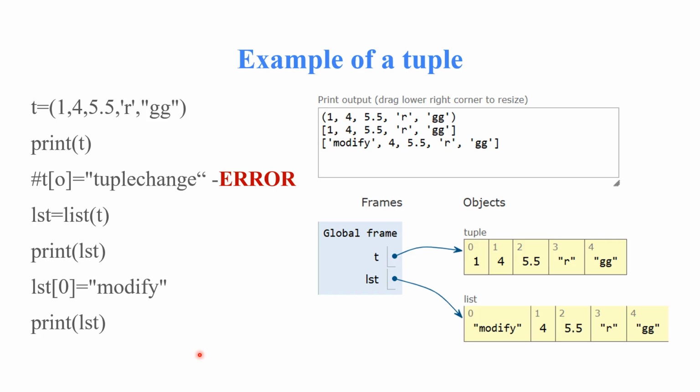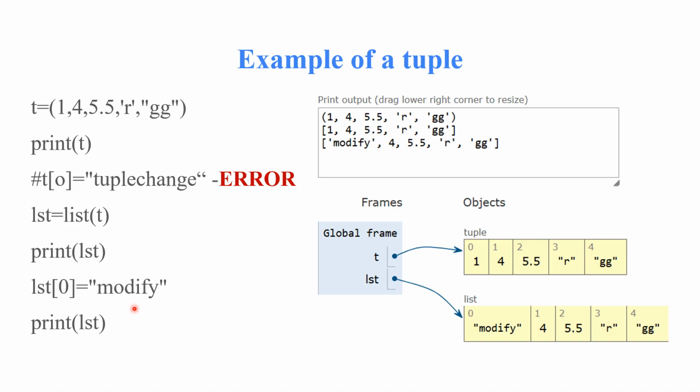I can convert it into a list and then I can change it. Now the list function converts this tuple into a list. Now I'm printing it. You can see the example here. This tuple is converted to a list. Now if I want to change any of the position elements, then I can change it. Now I take list of 0.